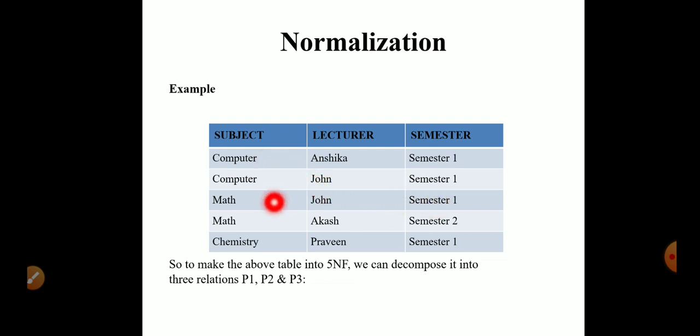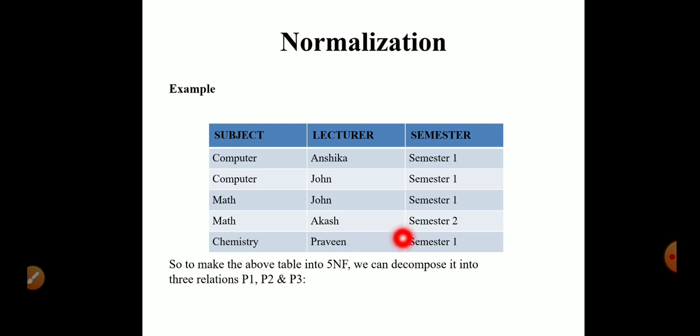So here the subjects are computer, math, chemistry, and there are the names of the lecturers and semesters 1 and 2. In this table, John takes both computer and math class for semester 1, but he does not take math class for semester 2. So in this case, a combination of all these fields is required to identify a valid data.